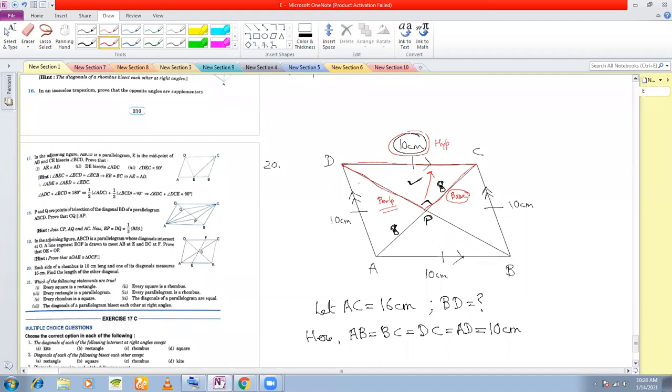Once we have found out the length of this by Pythagoras theorem, you know that the diagonals are perpendicular bisectors of each other. Whatever length that you get here, this must be the length here also. Suppose you get this as 4 centimeters. This must also be 4 centimeters. That means what is the length of the diagonal BD? 4 plus 4, which is 8. Or you can say twice of 4, 2 into 4, which is 8.